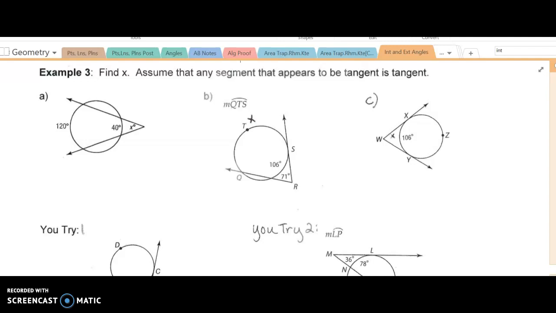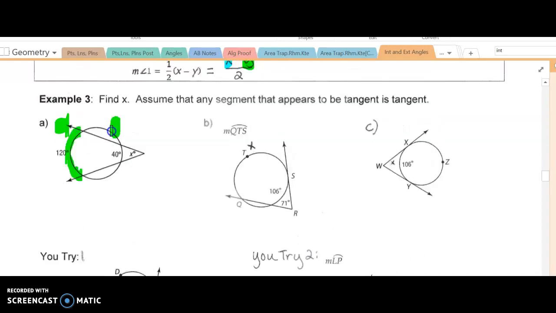Okay, so let's try out this new strategy example. It says find x, assume that any segment that appears to be tangent is tangent. All right, here we'll do this.